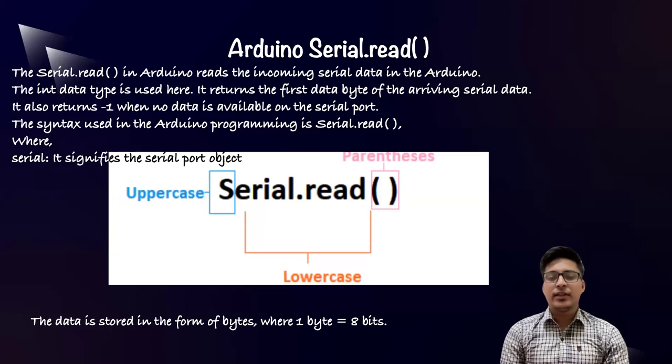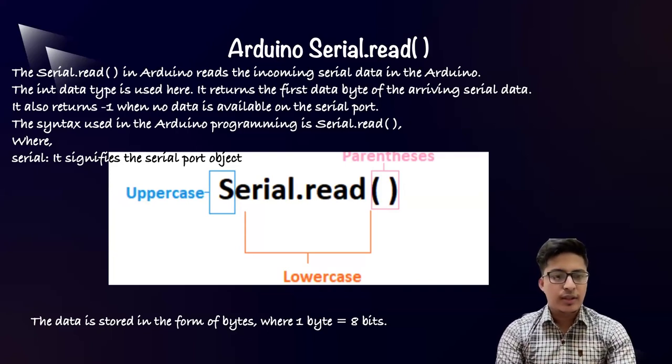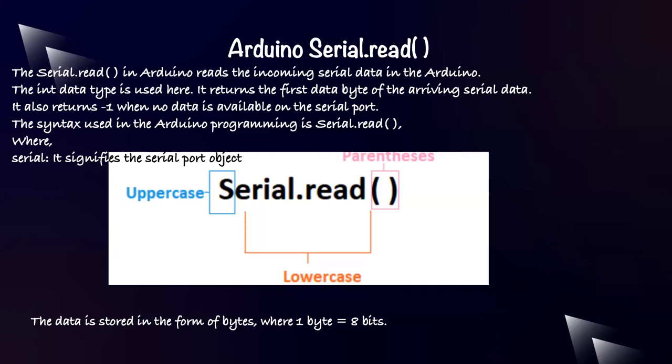Now, Serial.read. This is the new function that we are going to study first. Serial.read in Arduino reads the incoming serial data. The int data type is used here. It returns the first byte of the arriving serial data. It also returns -1 when no data is available on the serial port. The syntax used in Arduino programming is Serial.read.